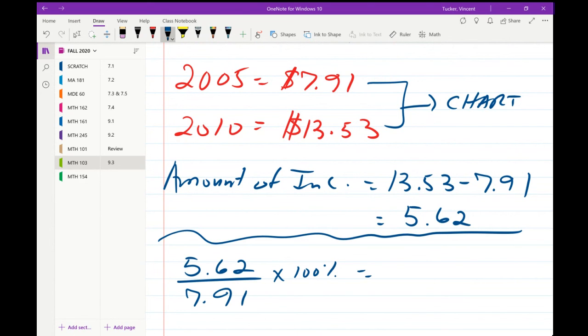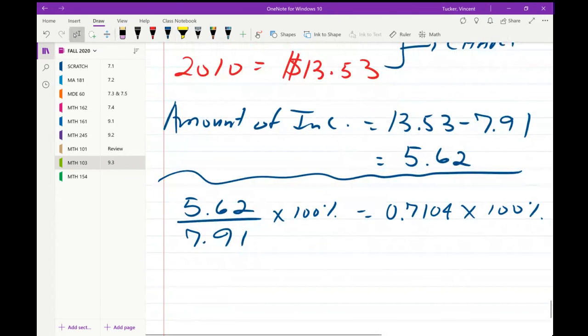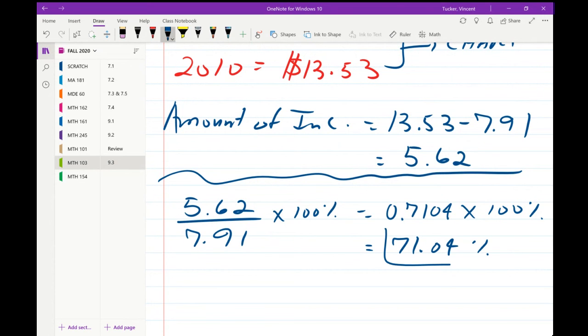Where did I put my calculator? Here we go. So that's 0.7104 times 100, 71.04%. And that's it. And always make sure you pay attention to the directions. They'll let you know how many decimal places they want.